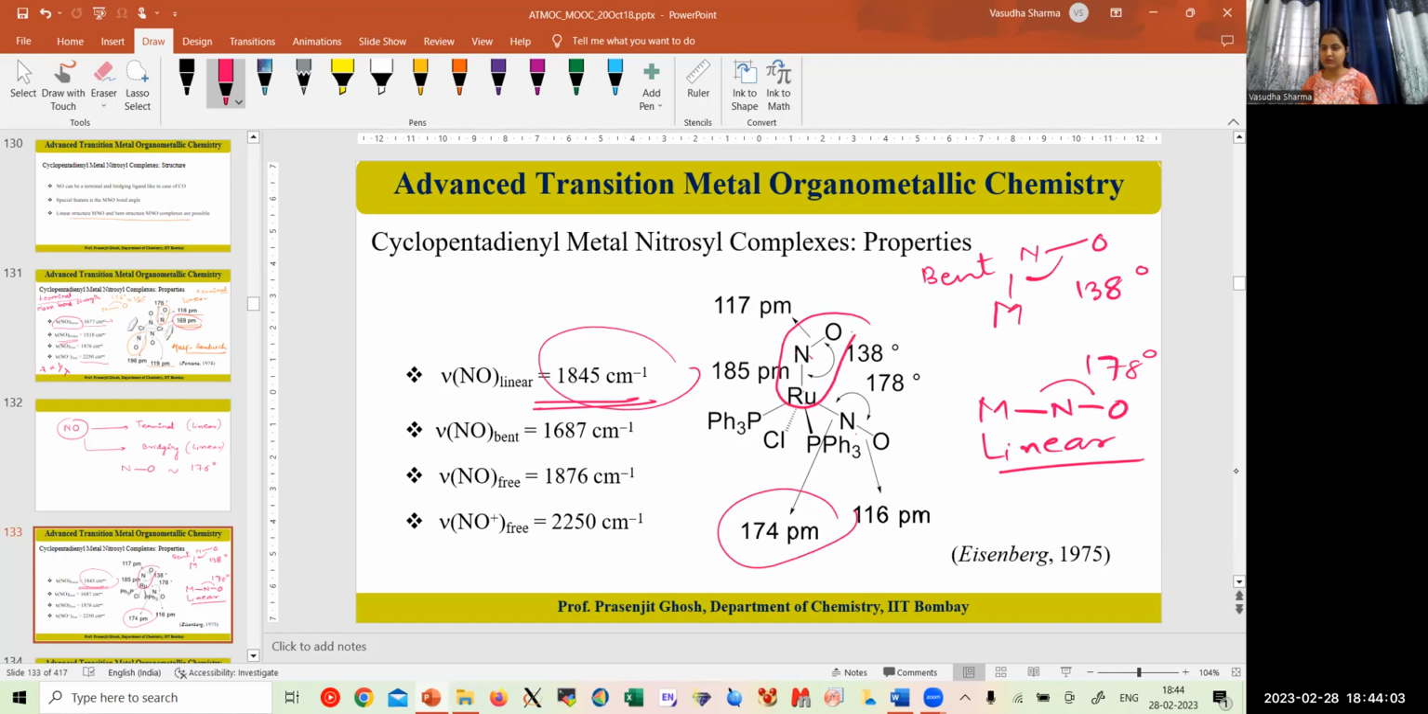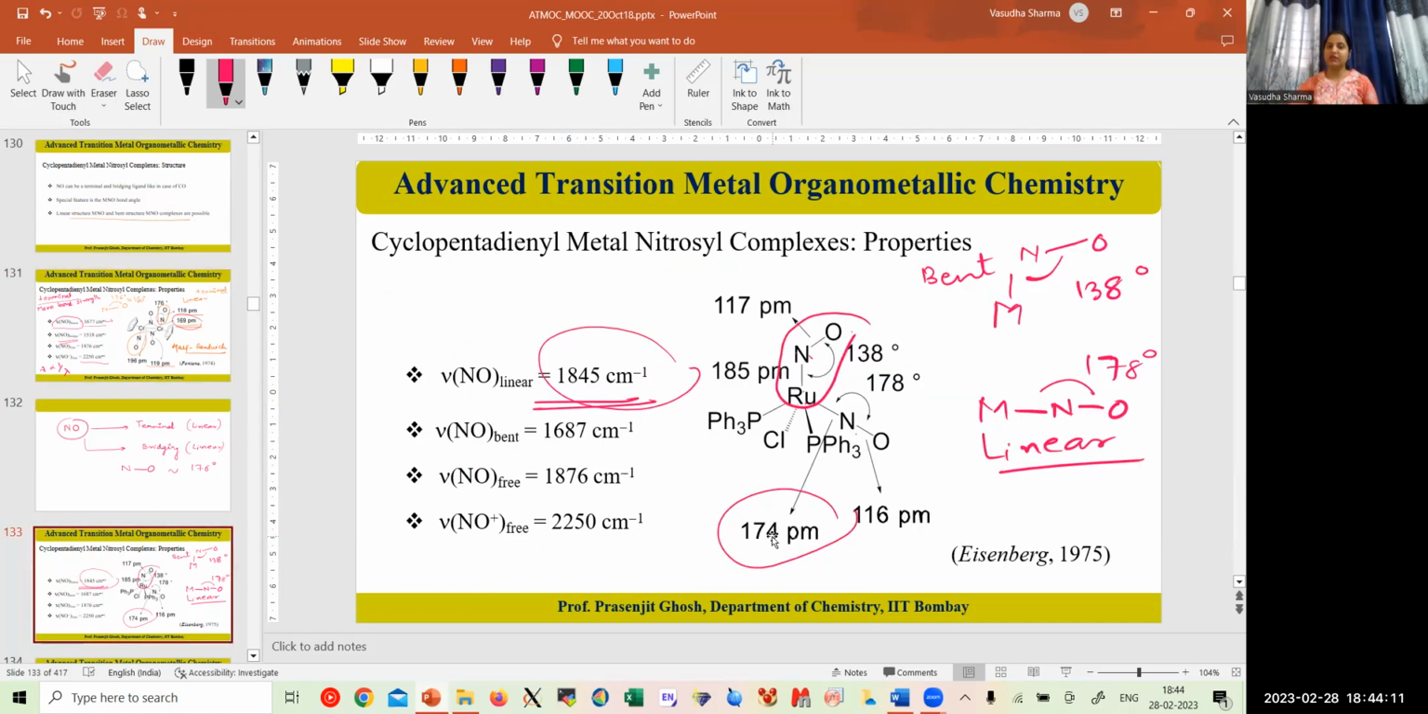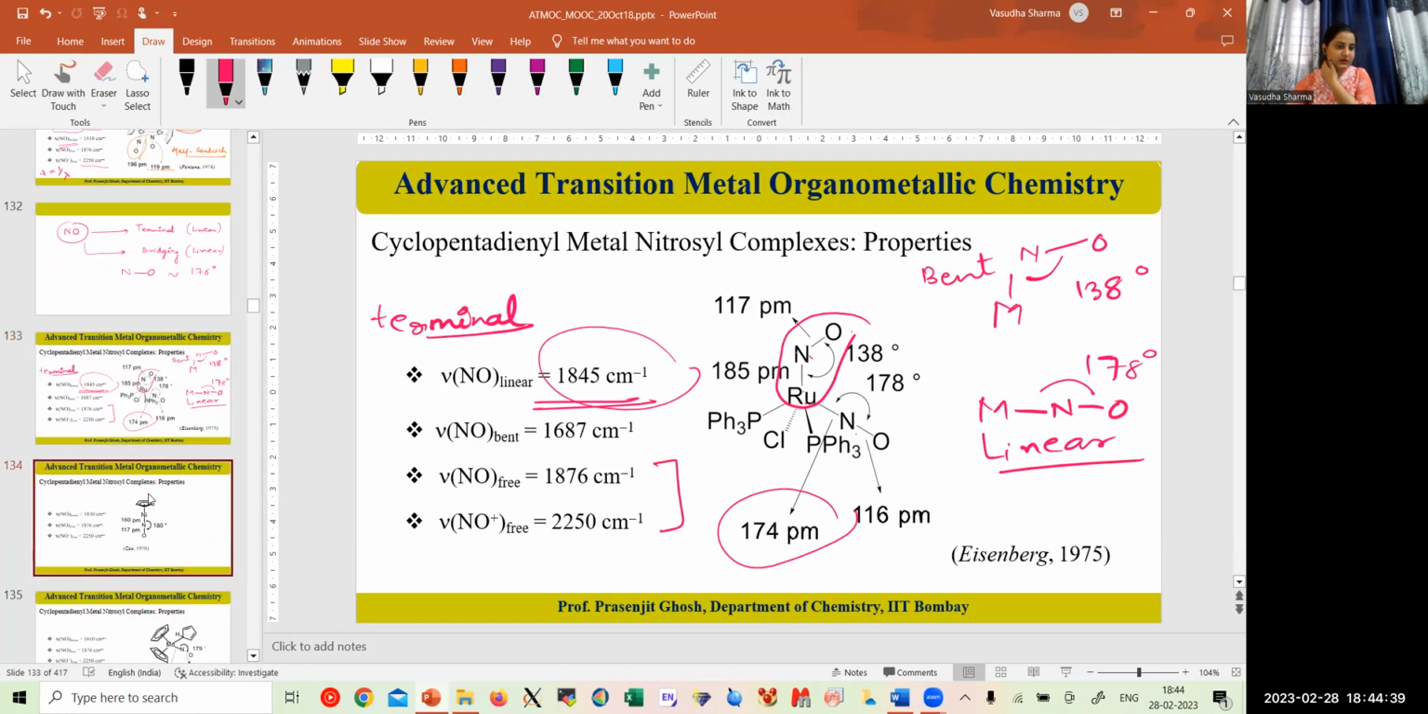So these can have a variation when we are comparing the two things. Earlier, we were comparing the terminal as well as the bridging one, so the values were different. Here we are comparing the linear and the bent one. Both are terminal only. So again, the terminal linear is having more frequency compared to the bent one, and the free nitrosyl with the positive charge remains almost the same because they are not coordinating with the metal. That's why they are free in nature. So this is where we are reaching.